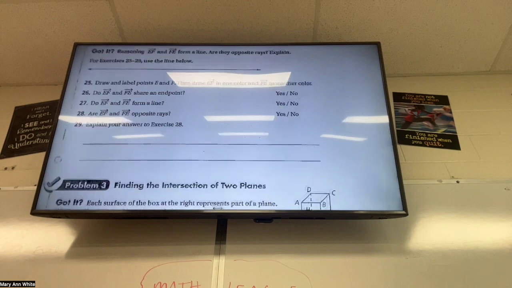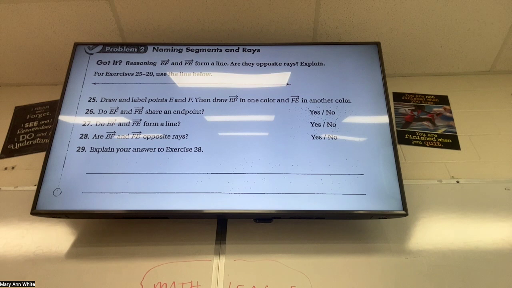So this next part, it says reasoning, EF and FE form a line. Are they opposite rays? Okay, I'm going to work us through that. You can think in your head, do you think they're opposite rays or not? Let's figure it out. First thing it says, draw and label points E and F on that line. So can you go ahead and draw points E and F on that line anywhere that makes you happy? Draw points E and F on that line.